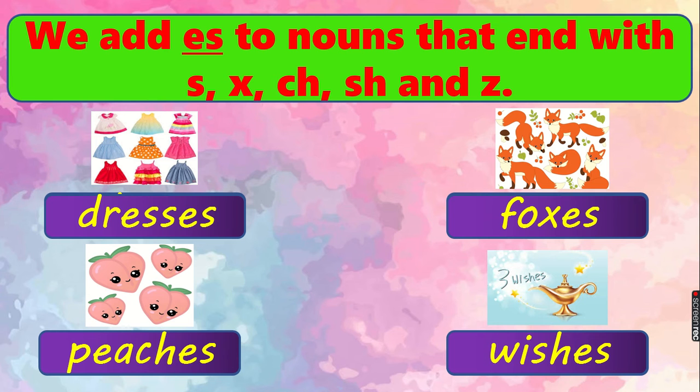Next one. We add ES to nouns that end with S, X, ch, sh, and Z. Let's read the examples together. Dresses. Dress ends with S. We add ES. Foxes. Fox ends with X. Add ES. Peaches. Peach ends with ch. We add ES. Wishes. Wish ends with sh, and we add ES.